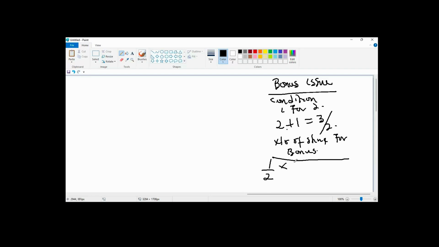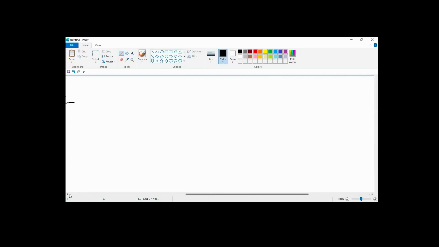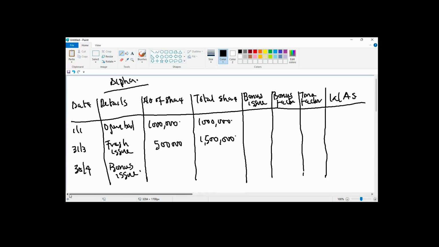1/2 times 1.5 is 750,000. 750 plus 1.5 will give me 2,250,000. Bonus issue, existing 3/2. That's all.